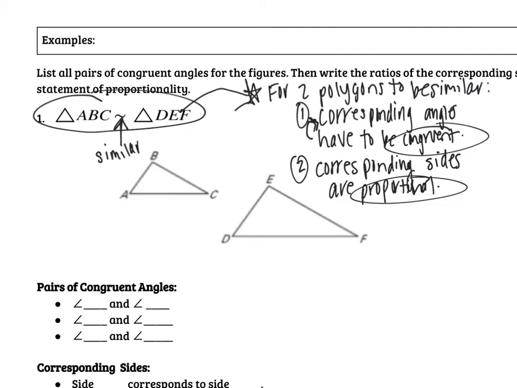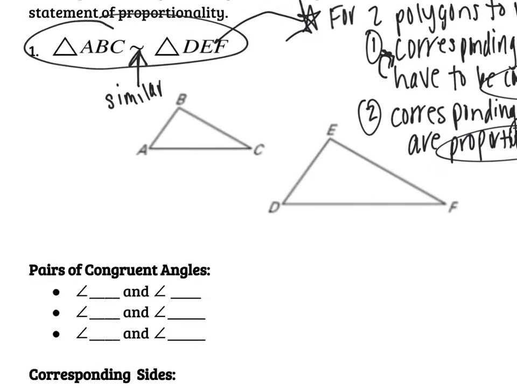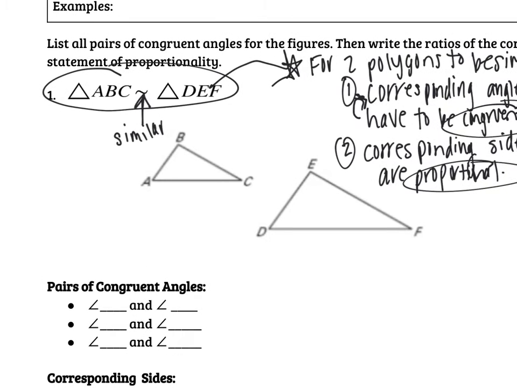All right, so remember, corresponding angles just means two angles that occupy the same position. So down here, we're going to write our pairs of congruent angles. So I'm going to start with angle A. Well, angle A looks like it corresponds with angle D. Those are both in the bottom left of the triangle. However, you do have to be careful. Naming matters with this stuff. So in other words, the way that the triangles are named makes a difference.